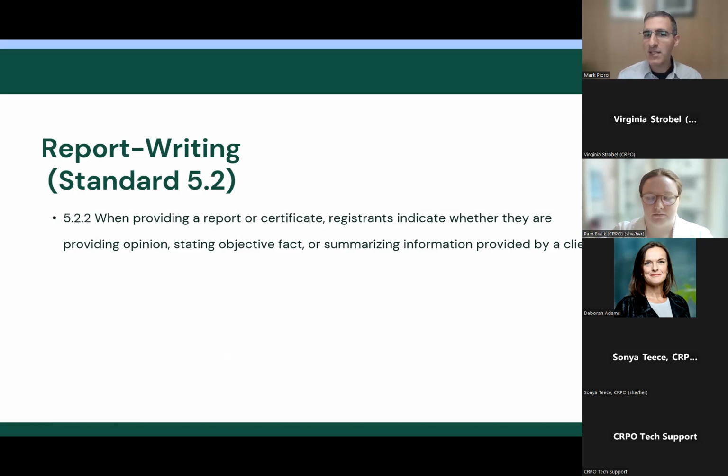registrants indicate whether they are providing opinion, stating objective fact, or summarizing information provided by a client. For example, registrants may preface a statement with "the client said" to avoid portraying the content as an objective fact. If the registrant is expressing an opinion, they should state this and ensure they have a reasonable basis. For example, a registrant cannot assess a person they have never met, nor diagnose anyone.